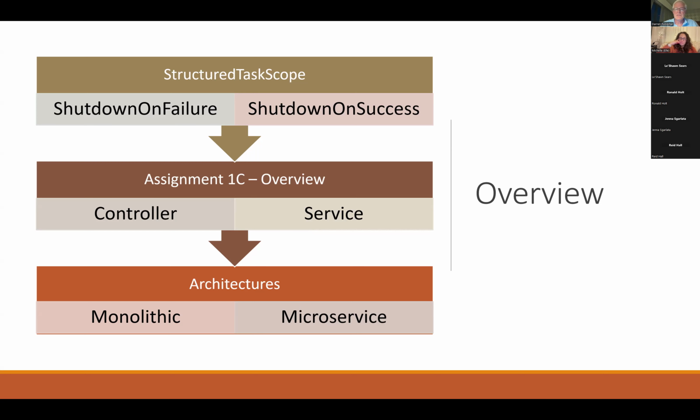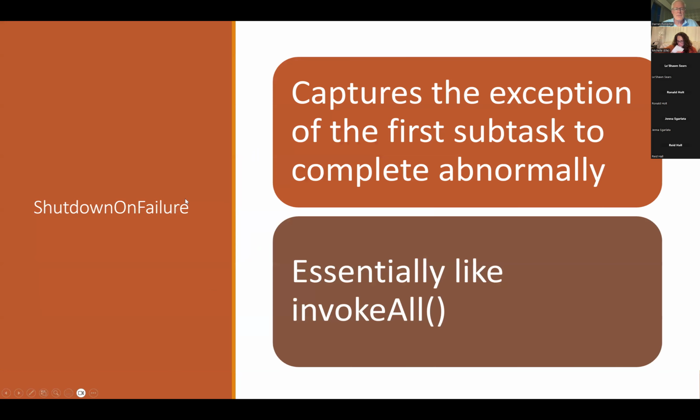All right, let's dive in. Please stop me if you have any questions. First, shut down on failure. You are going to use this one a couple times inside 1C, so it's important to understand it. Remember, what does it do? It runs all tasks, but it stops if anyone fails. That's the most important part you need to recognize. This will help you understand when to use it in the assignment.